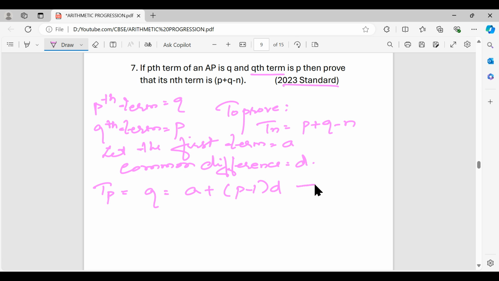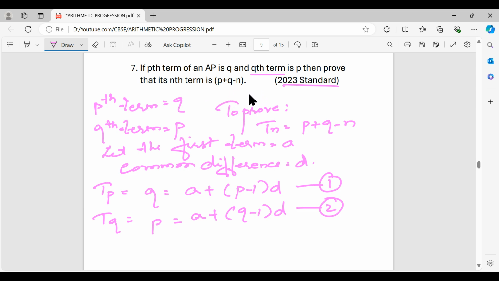Okay. Now we will write the qth term. The qth term is nothing but P, which is equal to A plus (Q minus 1) times D, and this is your second equation. Now, what is the question, by the way? Then prove that its nth term is P plus Q minus N. Okay. So we have to find the nth term.